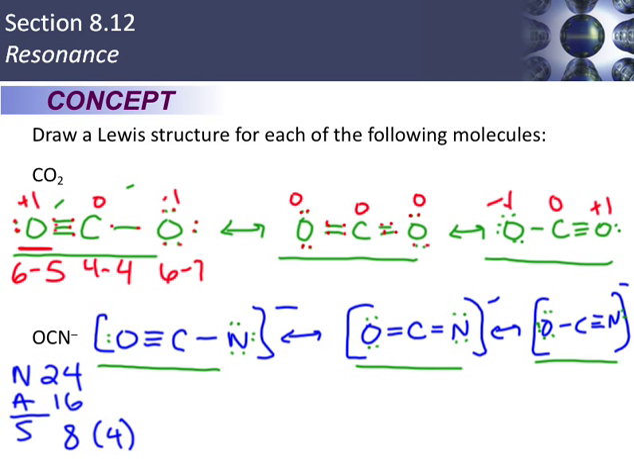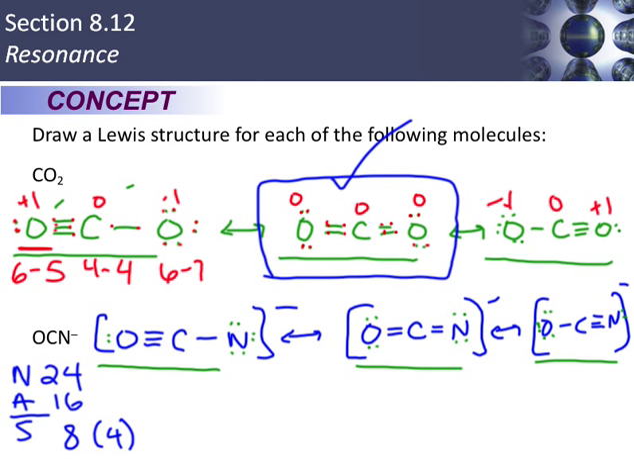So now looking at these, there's one that's obviously better than the others, and that would be this one. This resonance structure is the one that's going to exist the majority of the time because all its formal charges are 0. So why is a formal charge of 0 a good thing?